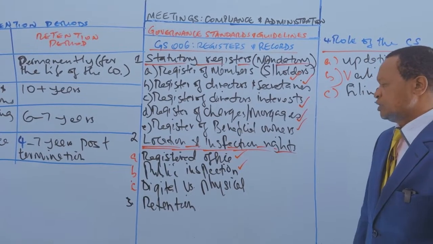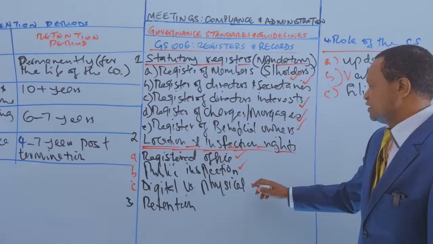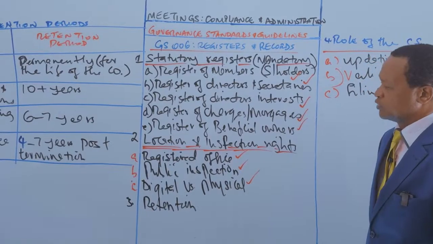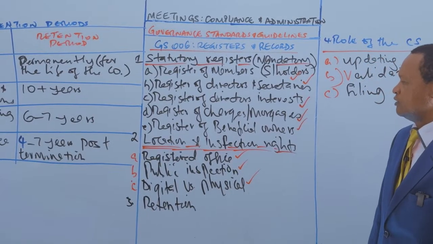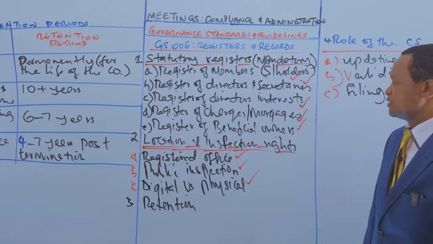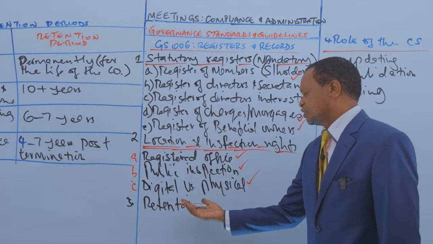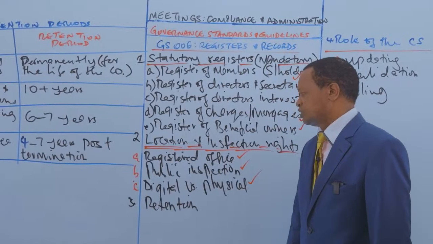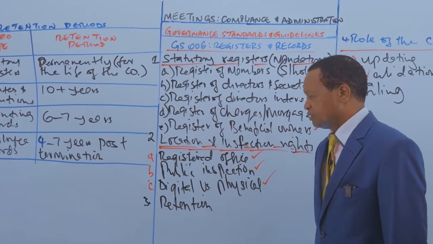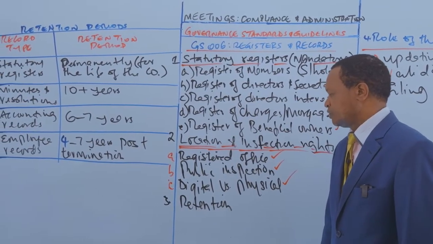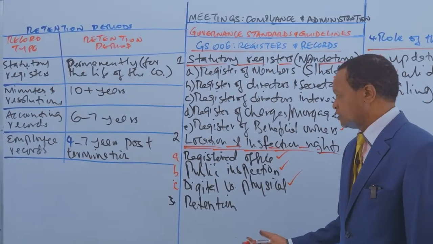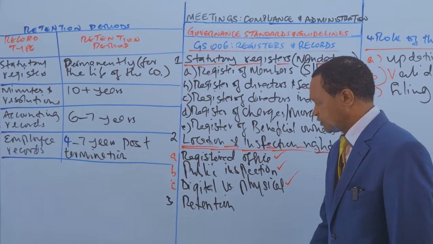We've also made mention of digitalization and physical keeping of these records. If the records are digitally kept, then they should be secured and backed up. The company should ensure that the records are safe.